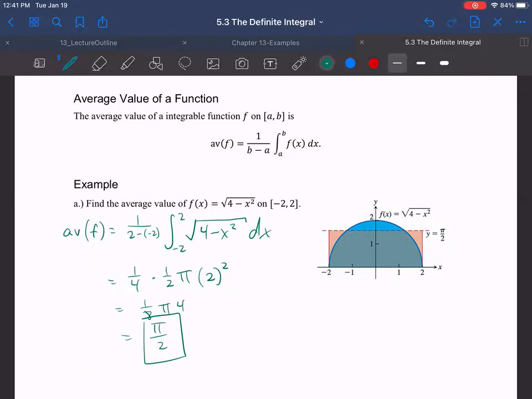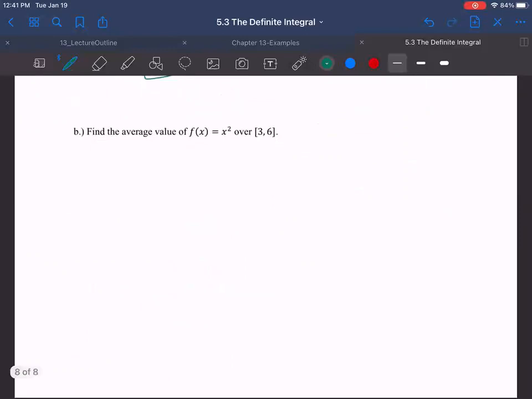Okay. And then part B. Find the average value of f of x equals x squared from 3 to 6. So for this one, it's that page I skipped. But essentially, and we're going to learn it more a little later, whenever you have just a function with an exponent, we're essentially asking the derivative of what gives us that, right? Not 2x. X cubed over 3, right?